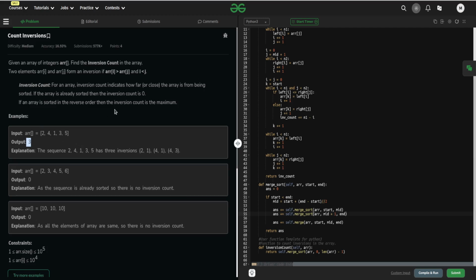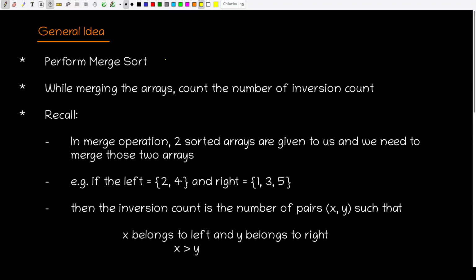Now let us discuss the solution of this problem. The general idea behind solving this problem is to perform merge sort operation. While performing merge sort, we have to perform the merge operation. And while performing the merge operation, we are going to count the number of inversions. And that will give us our answer. So that's the basic idea behind solving this problem, folks.